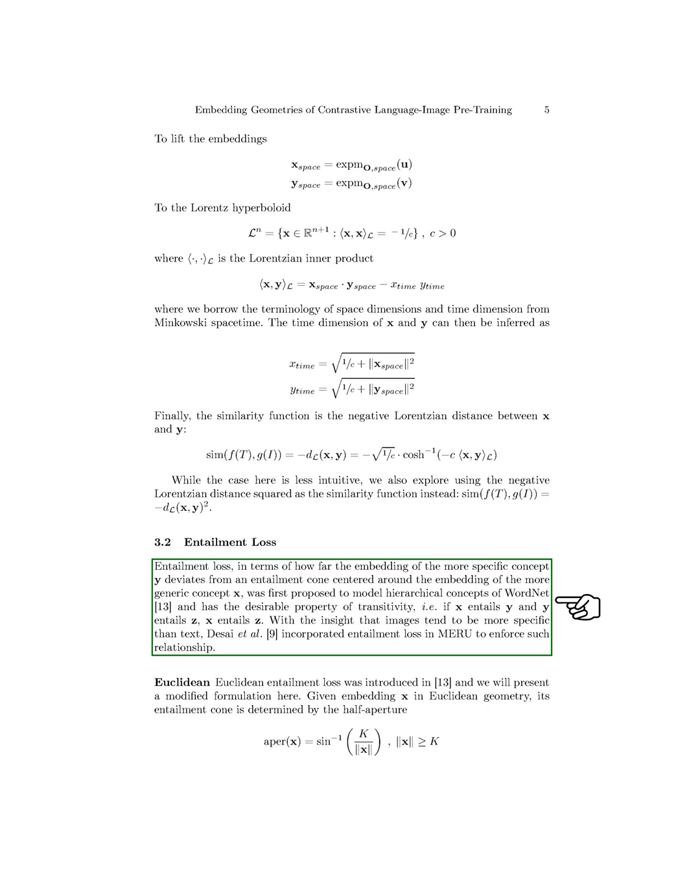Lastly, we discuss entailment loss, which measures how much a more specific concept deviates from a generic concept's embedding. This concept was initially proposed for modeling hierarchical relationships in WordNet and has a transitive property. Recognizing that images are often more specific than text, we incorporate entailment loss into Meru to reinforce this relationship.